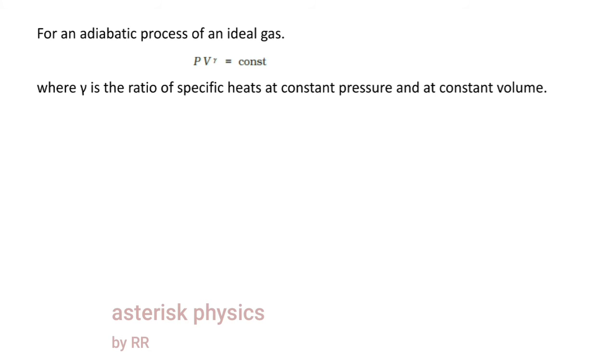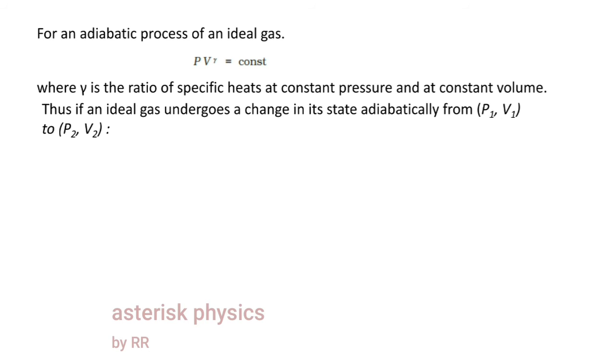For an adiabatic process of an ideal gas, the equation of state becomes PV^γ is a constant. We can actually derive this equation, but for the time being, we will study it like this. PV^γ is a constant. This is the equation of state for an ideal gas for an adiabatic process, where gamma is the ratio of specific heats at constant pressure and at constant volume. That is, γ = Cp/Cv.